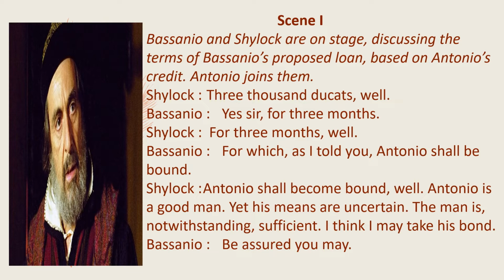Antonio is a good man, yet his means are uncertain. The man is notwithstanding sufficient. I think I may take this bond. At this moment, he says, Antonio is a good man who is always ready to help others. But at this moment, his ships are all out at sea, and there is no scope of their return. He does not have sufficient money to return back. But even then, I think I shall go ahead with the bond. Bassanio says, be assured, you may remain assured that I will return the money.